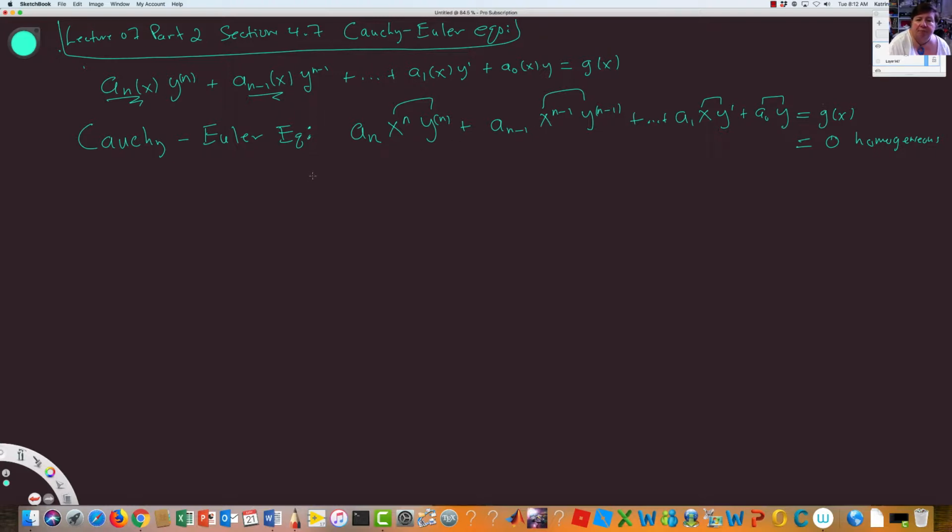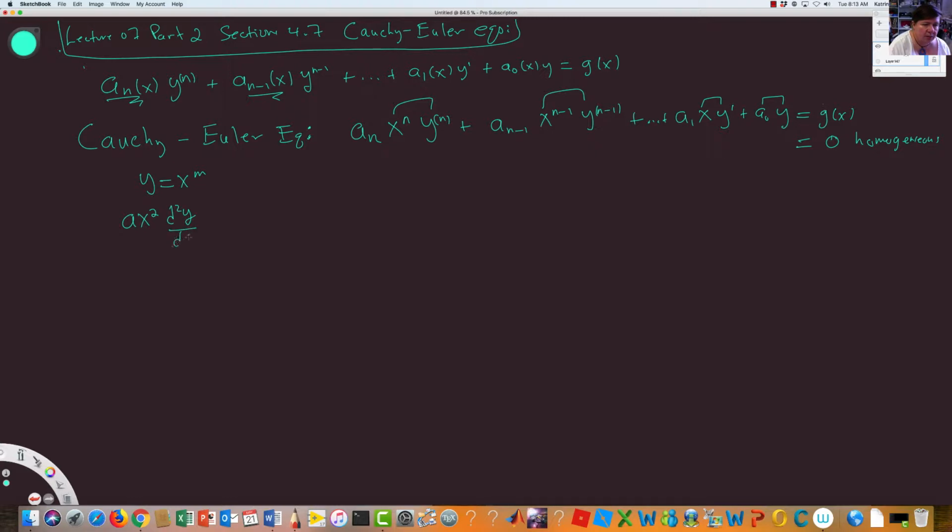So how do you solve for this? Well, you can try y equals x^m, where m is something you have to solve for. Let's look at a second order equation, since it's nice to start there. So let's look at a second order Cauchy-Euler equation.